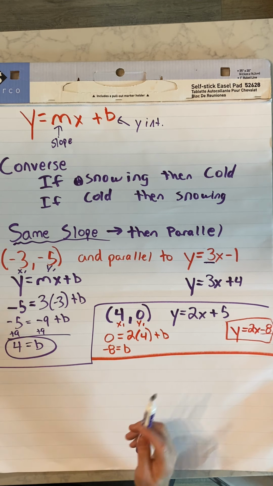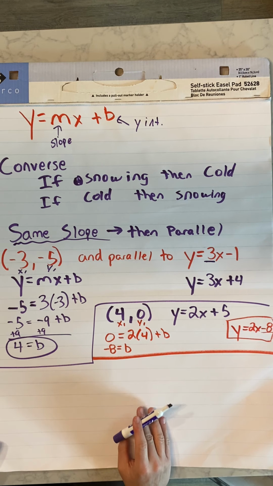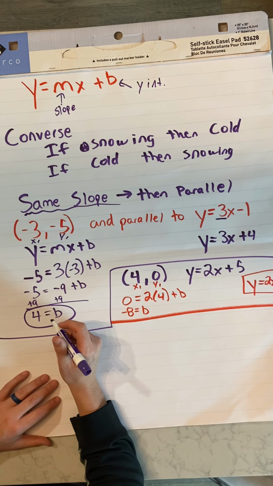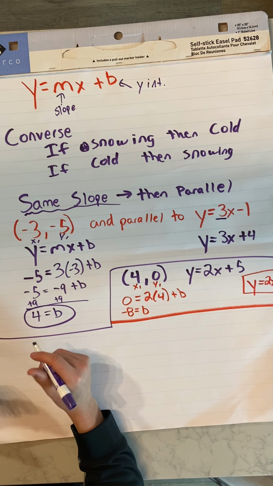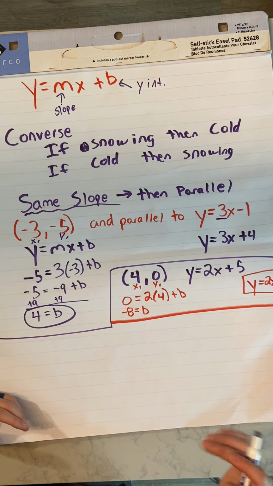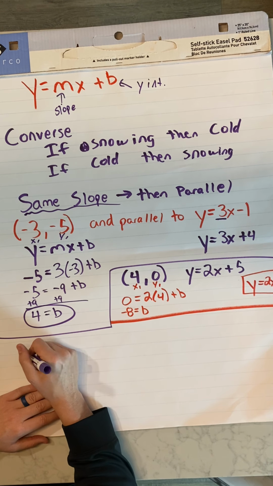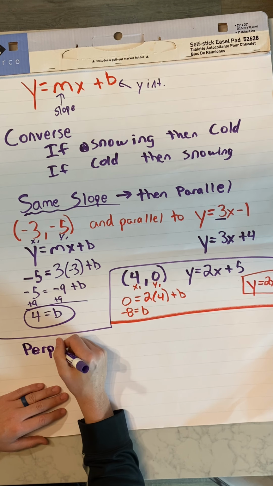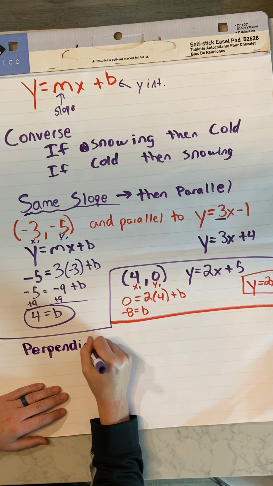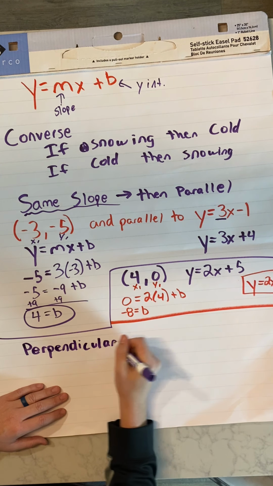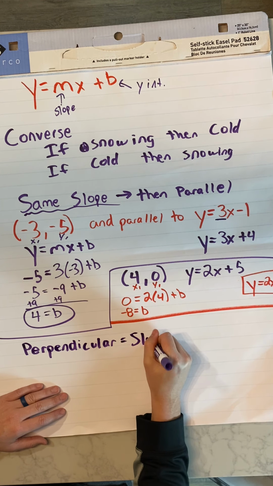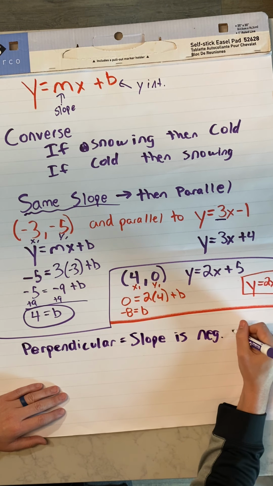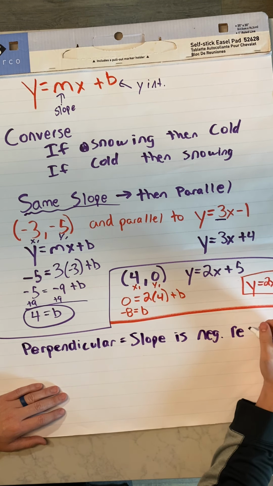Okay, so let's do the, that's parallel. Perpendicular. Two lines are perpendicular if one has the negative reciprocal slope of the other one. So perpendicular slopes: slope is negative reciprocal.